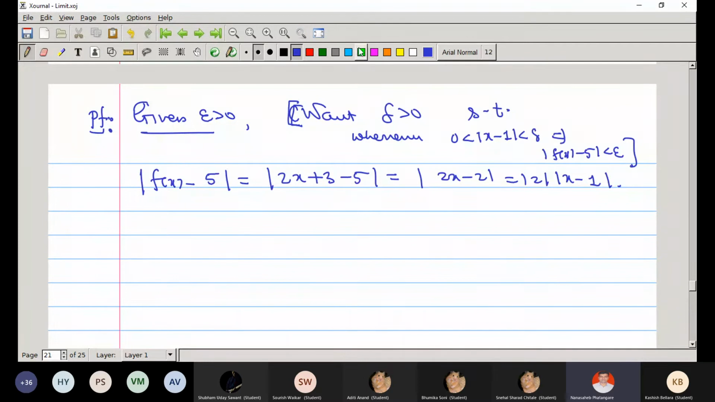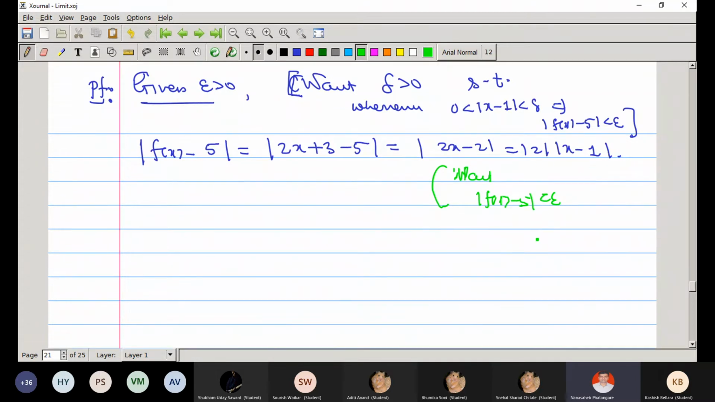Because what we want is that f of x minus 5 is less than epsilon, but f of x minus 5 is the same as 2 into x minus 1. That is what we want: 2 into x minus 1 is less than epsilon. That is what we want. So x minus 1 is less than epsilon by 2. So can you tell me delta immediately? This is a simple observation.